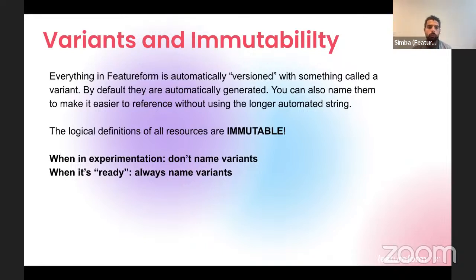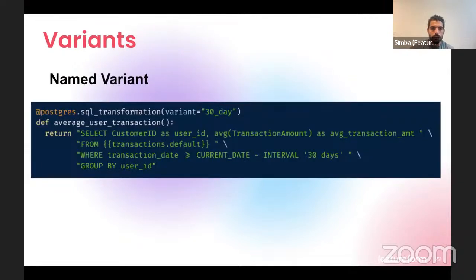Typically when I use Featureform and a feature is ready for production, I'll name the variant. This allows me to really pin it. So here's how you would specify a named variant. You just add the variant string as a parameter.